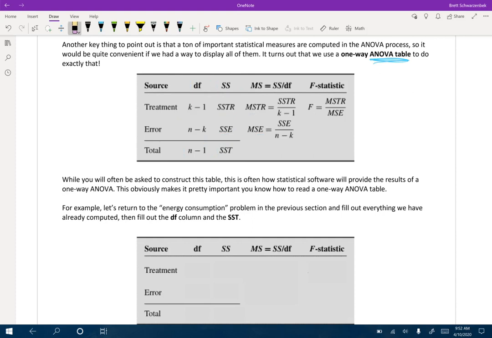Now, one thing to point out here, though. If you look at this table, there's a lot of logic to it. We start with k minus 1 and SSTR. When you calculate MSTR, you take SSTR and divide it by k minus 1. So literally, to find this column, all you have to do is divide the previous two values by one another. Let's see if that's the same down here. You have n minus k, you have SSE. It looks like MSE is, again, equal to dividing those two values.